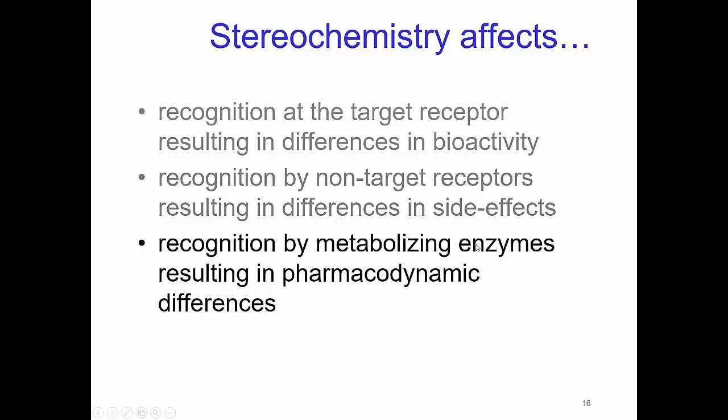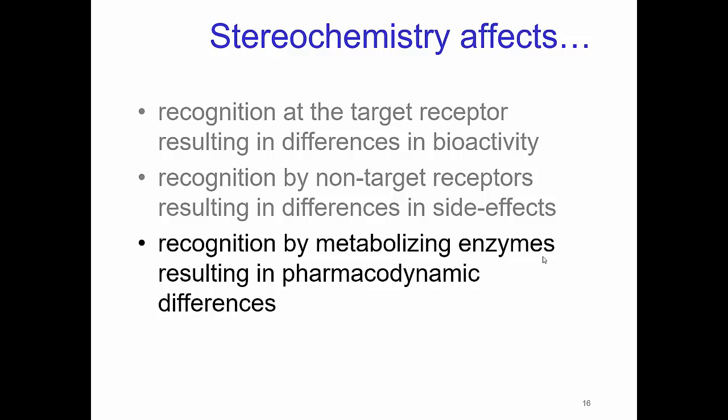Recognition by metabolizing enzymes can result in pharmacodynamic differences. So what does this mean? Metabolizing enzymes are kind of like receptors, right? They recognize molecules and they cause some type of chemical reaction on them, either a transformation of a functional group or they attach something. That's phase 1 or phase 2 type of metabolism. But they do so in a fashion that recognizes these stereospecific structures because the enzymes themselves are composed of amino acids.